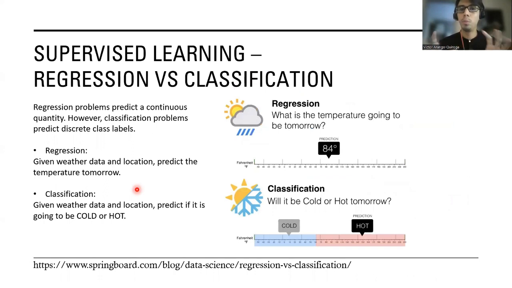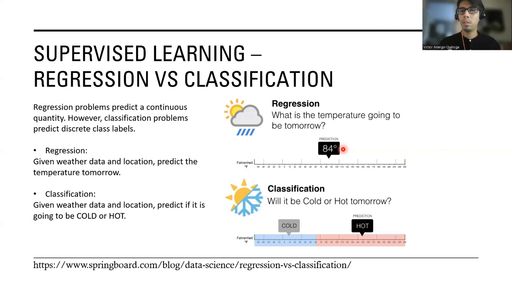Two big categories under supervised learning are regression and classification. The main difference is the variable that we are predicting. If it's a continuous quantity, then it's a regression problem. Let's say the temperature. Temperature could be 84 Fahrenheit or any number, right? It could even be decimal numbers like 84.5 and so on. So if you are predicting a number, a continuous variable, then that's a regression problem.